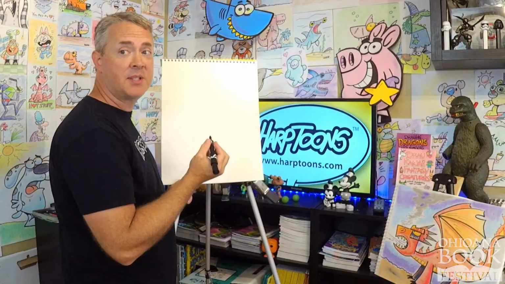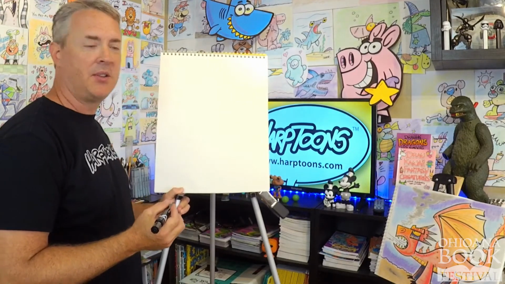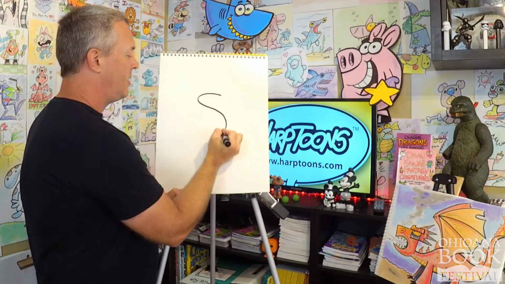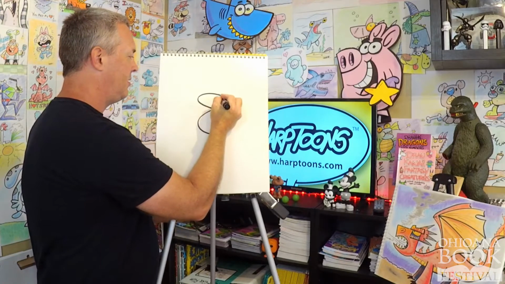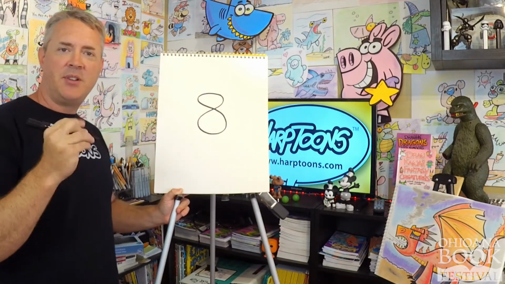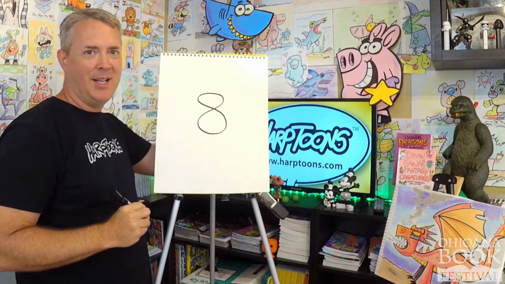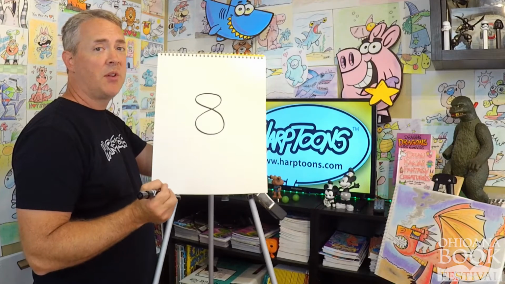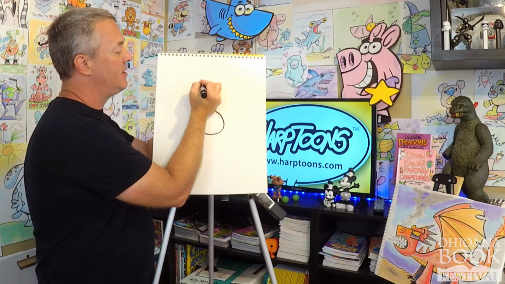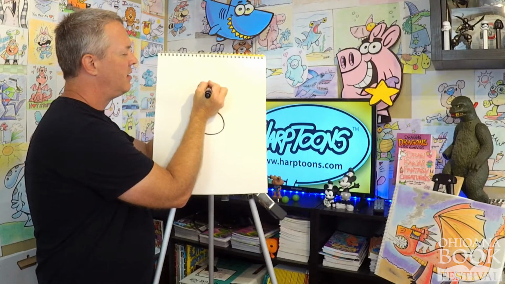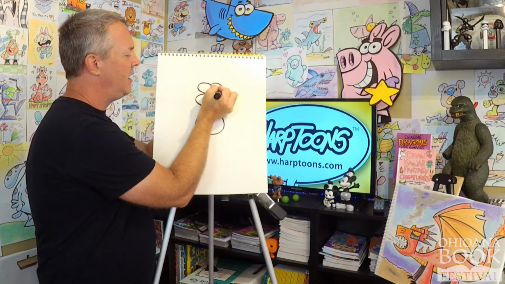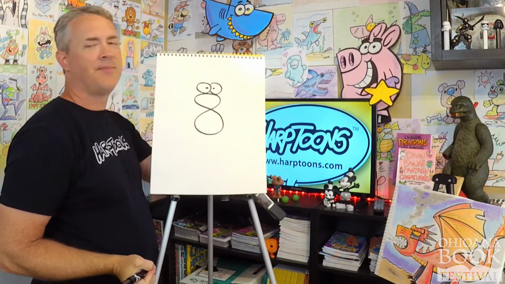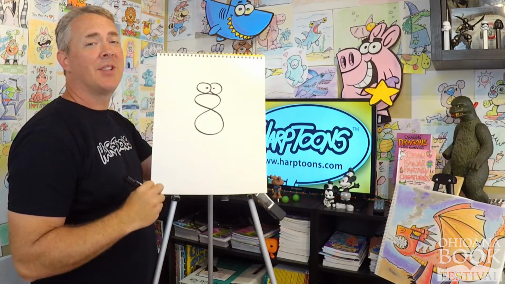Okay, so to draw this panda, let me move up a little bit closer here. We're going to start with one of my favorite numbers, number 8. So on your piece of paper, you're going to draw a number 8. Next, we've got our number 8. We're going to draw the character's eyes right here on our number 8. And then we're going to draw the character's mouth.